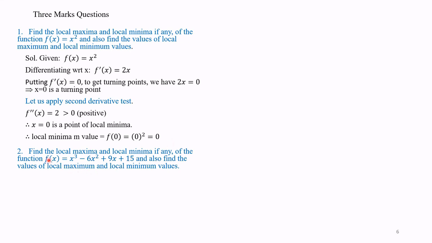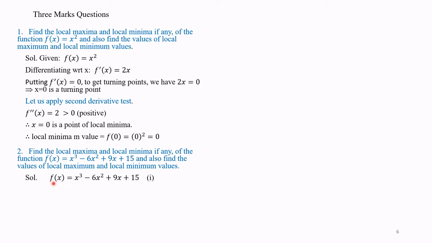Problem number 2. Find the local maxima and local minima, if any, of the function f(x) = x³ − 6x² + 9x + 15, and also find the values of the local maximum and local minimum. So let us proceed. The first step is to note down the given function.